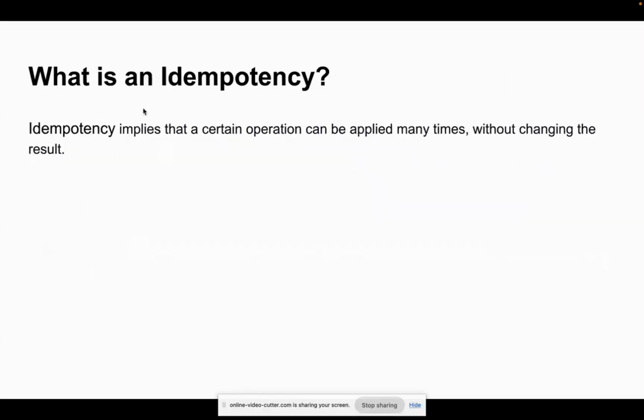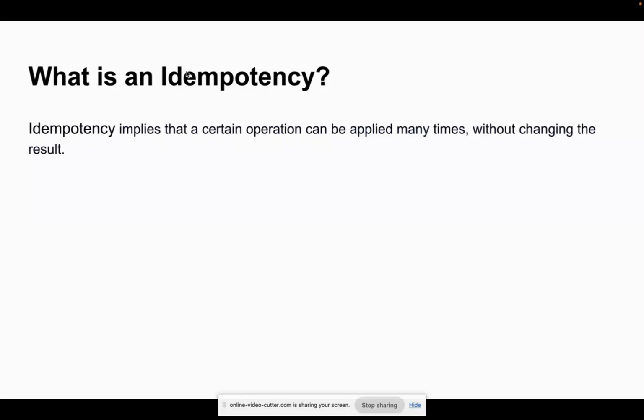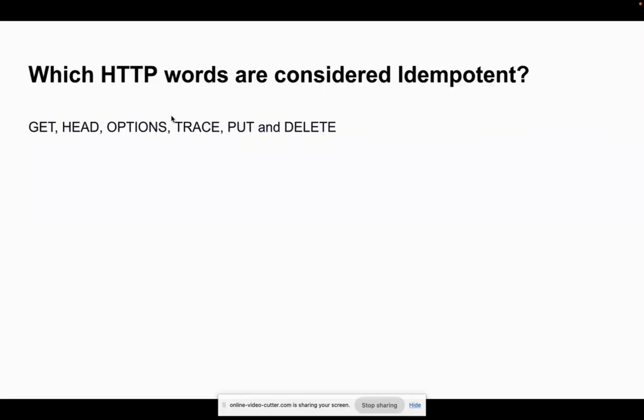And now, what is idempotency? This question is also very, very important. Idempotency implies that a certain operation can be applied many times without changing the result. If you answer this question, then he will keep asking which HTTP verbs are considered idempotent. So you just mention GET.